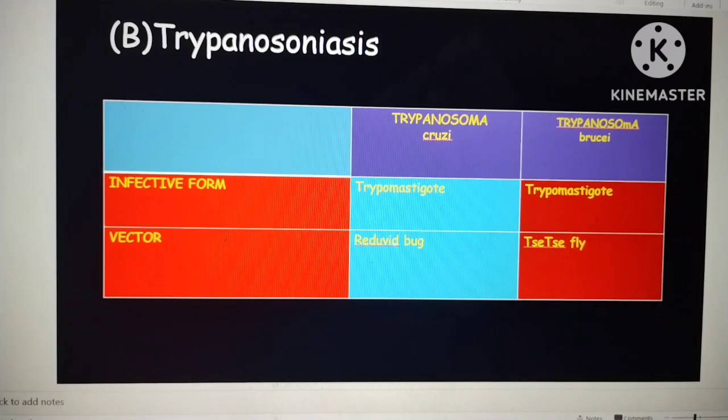So you want to remember both the vector and the infective form. Here it is the trypomastigote, whereas in leishmania it is the promastigote.